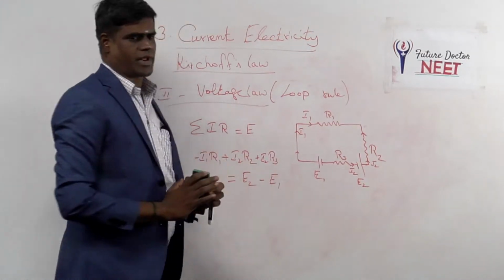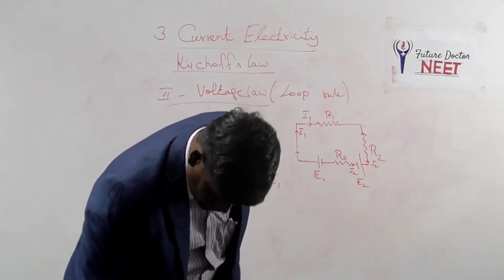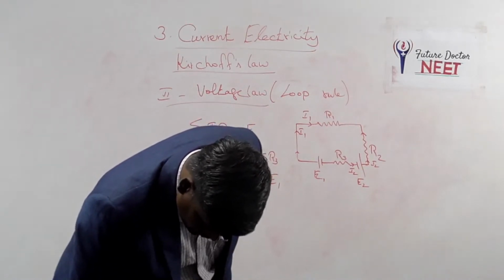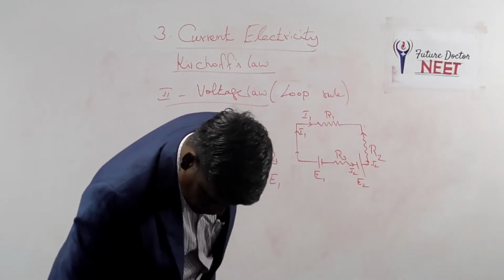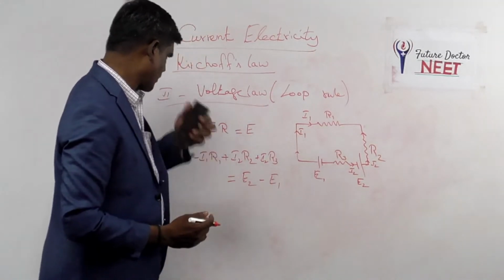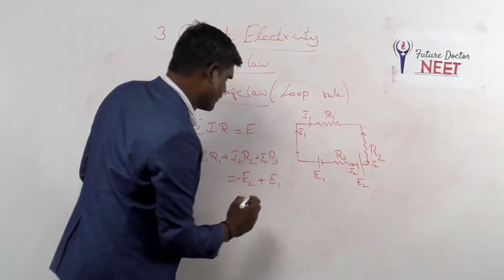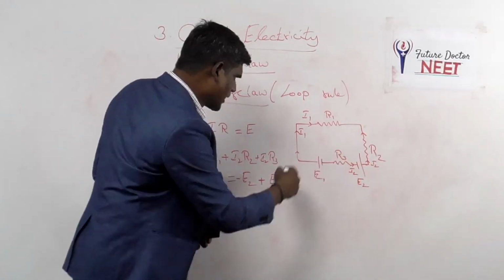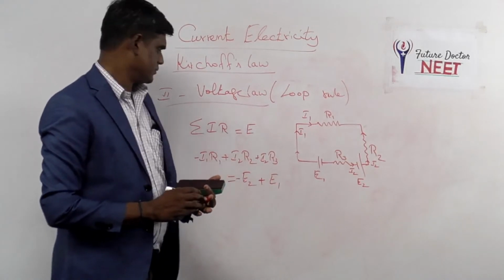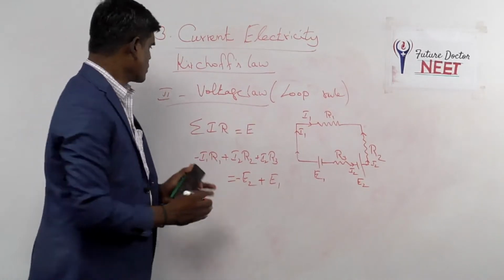So this is the voltage law. No doubt. Here minus E2 is there, no? Minus here, plus here. Yes. Actually, it is against the direction of current. So here is minus and here is plus. Okay. Minus E2 plus E1. So this is only the voltage law.